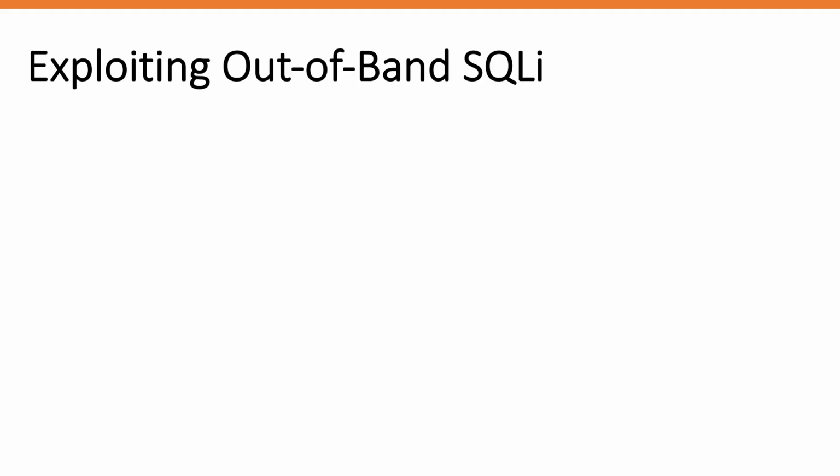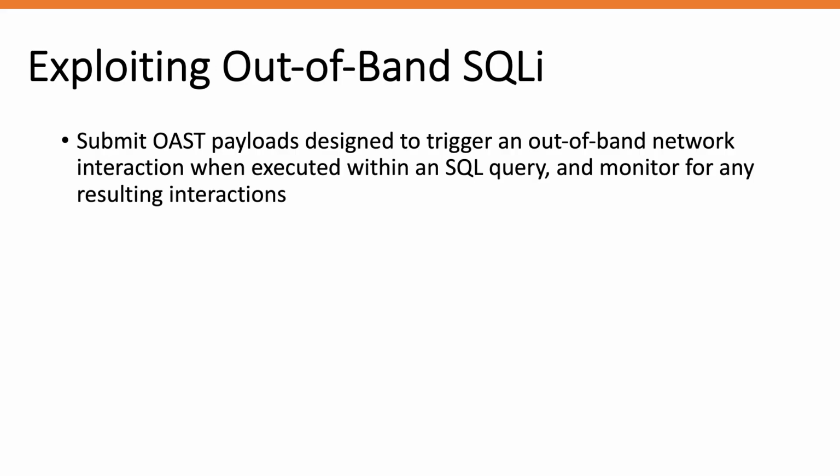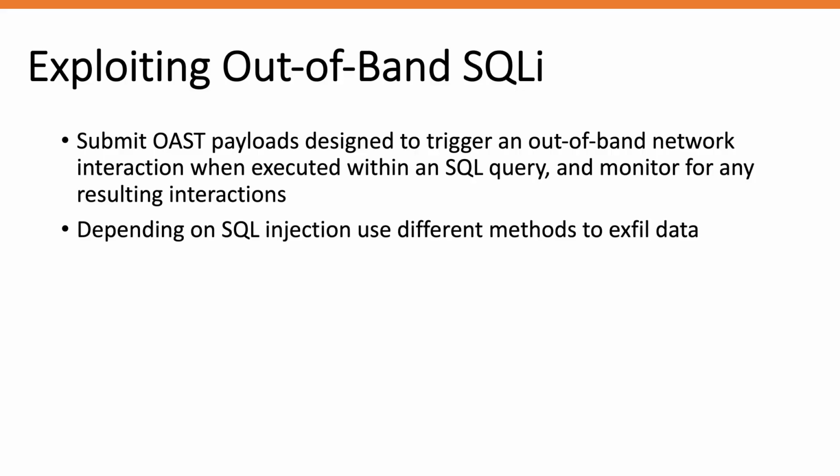Okay, so exploiting out-of-band SQL injection. Again, a reminder, this is a vulnerability that consists of triggering an out-of-band network connection to a system that you control. And the way to exploit it is to submit out-of-band payloads designed to trigger an out-of-band network interaction when executed within a SQL query, and monitor for any resulting interactions. So this is database specific, obviously, so knowing the type of database that you're using will be very useful in this scenario. And it depends on whether the database has these functions enabled.